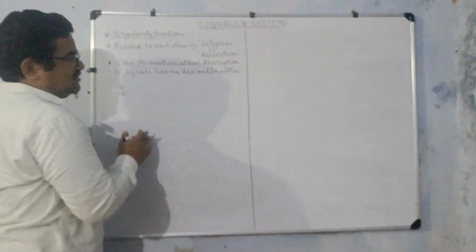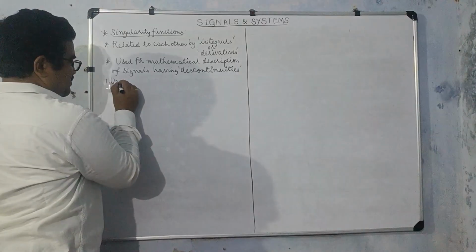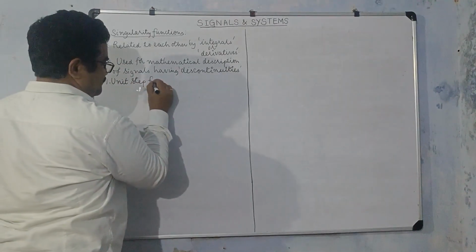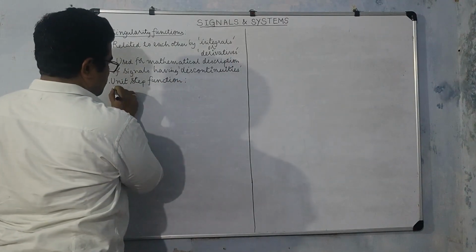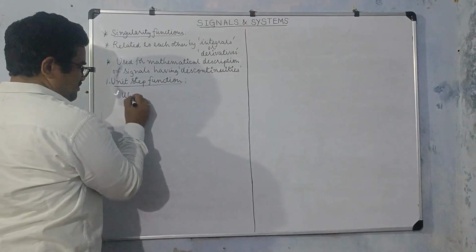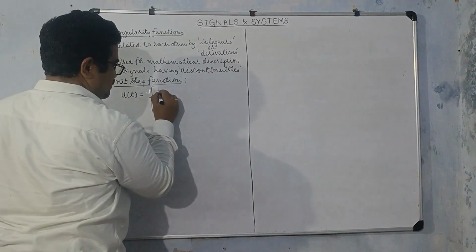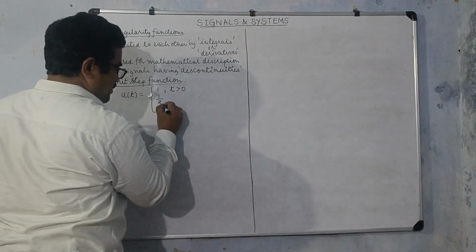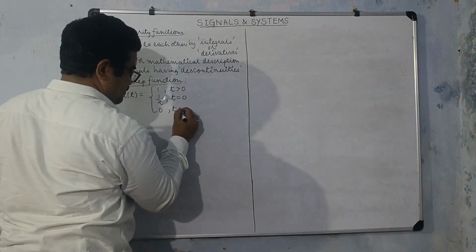So, let us see some of these singularity functions. The first one is the unit step function. As the name implies, it is changing in a step manner. If I represent the unit step function as u of t, the amplitude of the signal is equal to 1 for t greater than 0, equal to half for t equal to 0, and 0 for t less than 0.